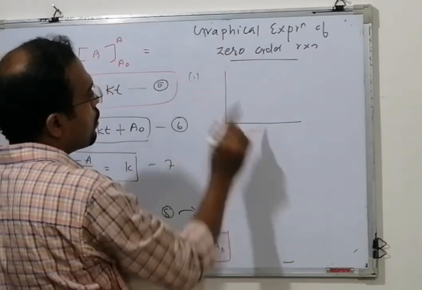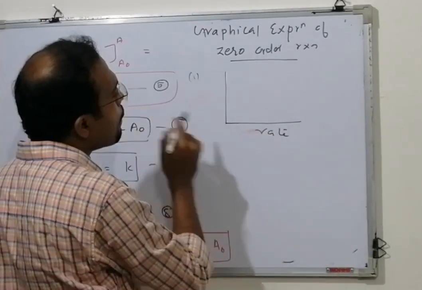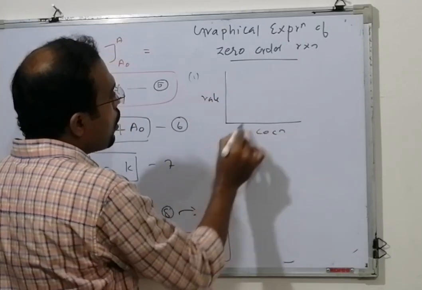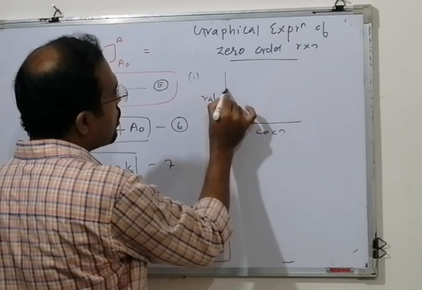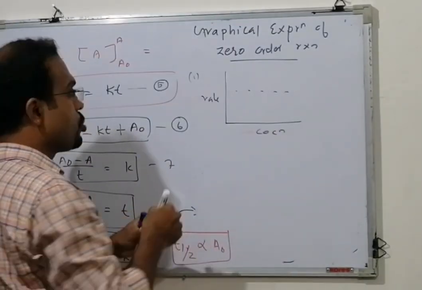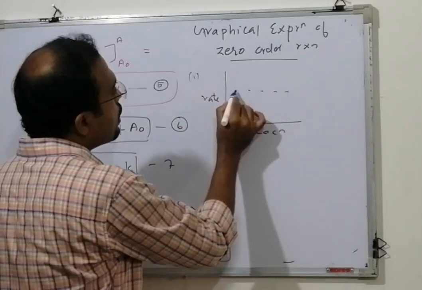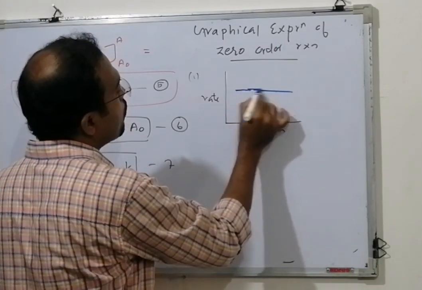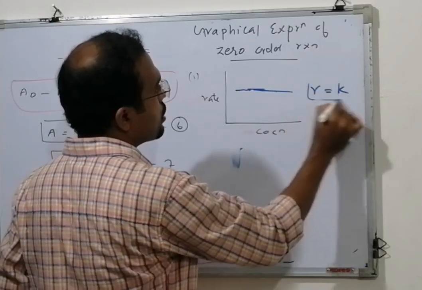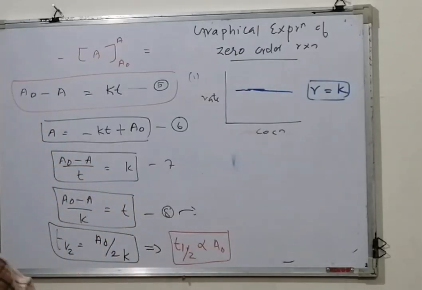Sorry, concentration can be here, rate can be here. When concentration changes, you will get the same rate. Sorry for the confusion. When concentration changes, you will get the same rate because rate is equal to k, a constant.